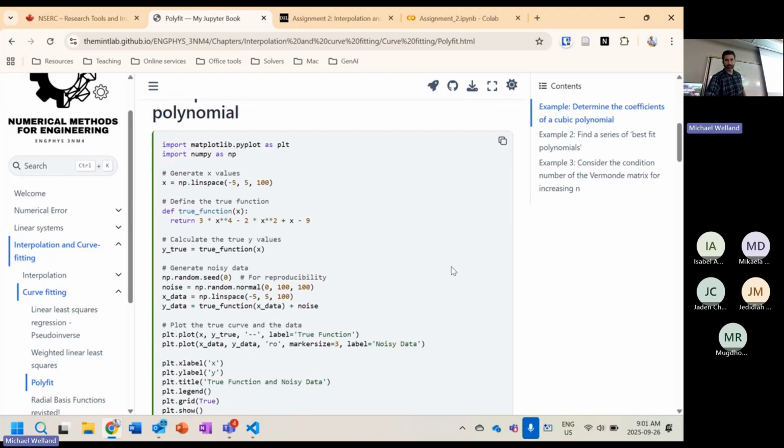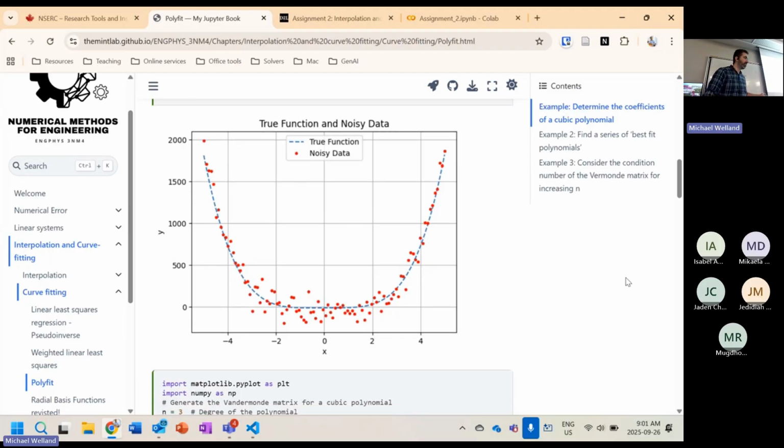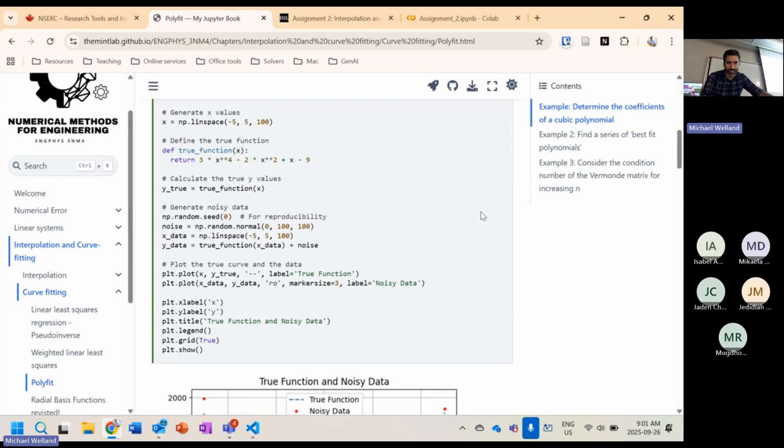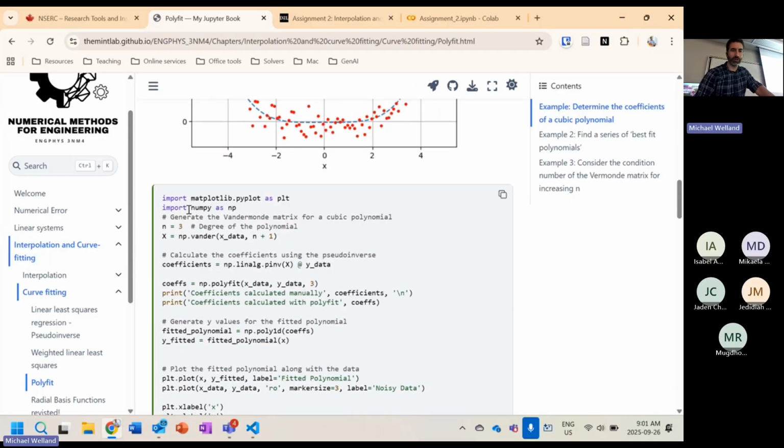Let's do that. So we're going to generate a super messy function, data all over the place, right? How many data points is this, 100? Could you fit a 100th degree polynomial? Yes. Do you want to? Don't. It's terrible.